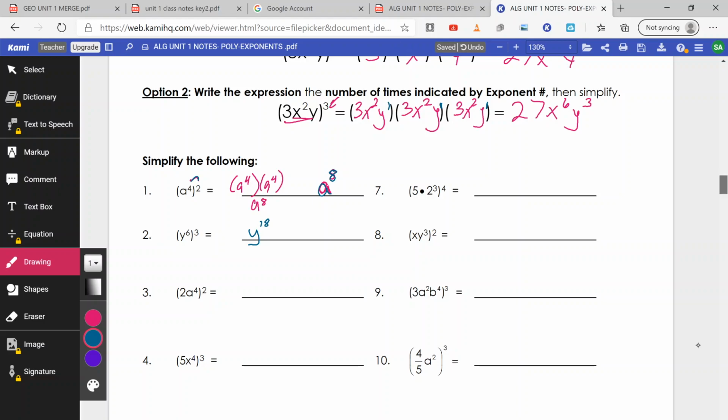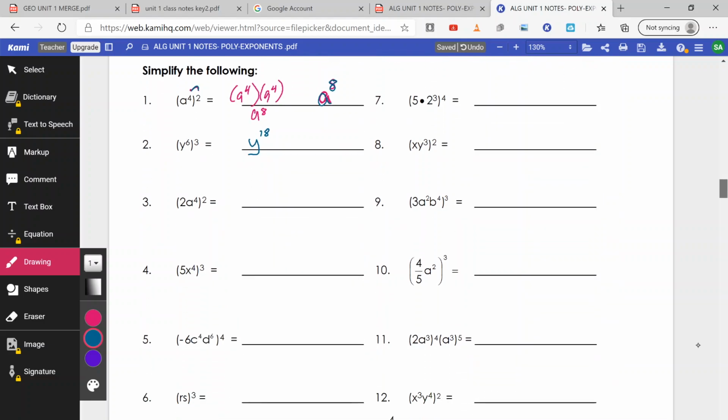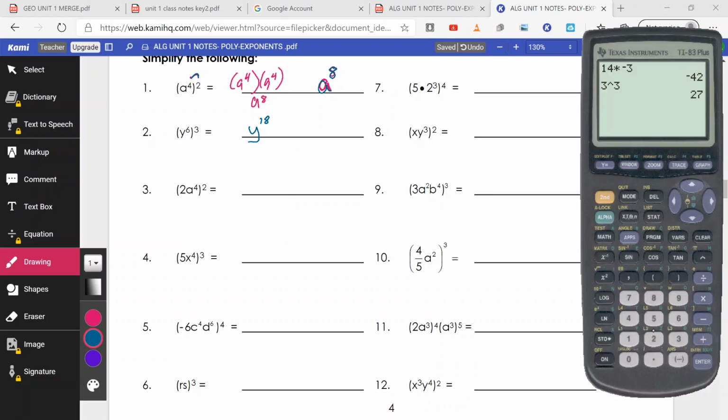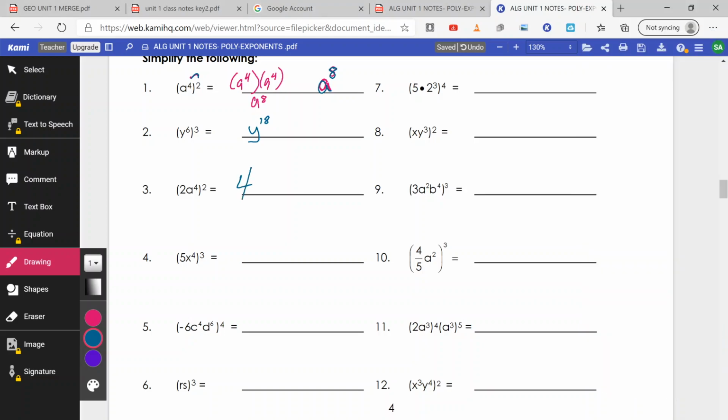Number 3, we start adding coefficients. 2a to the 4th squared. Everything inside parentheses has to be squared. So 2 being our coefficient, if we square that, we get 4. And then a to the 4th, power to a power, we multiply. 4 times 2 gives me 8.